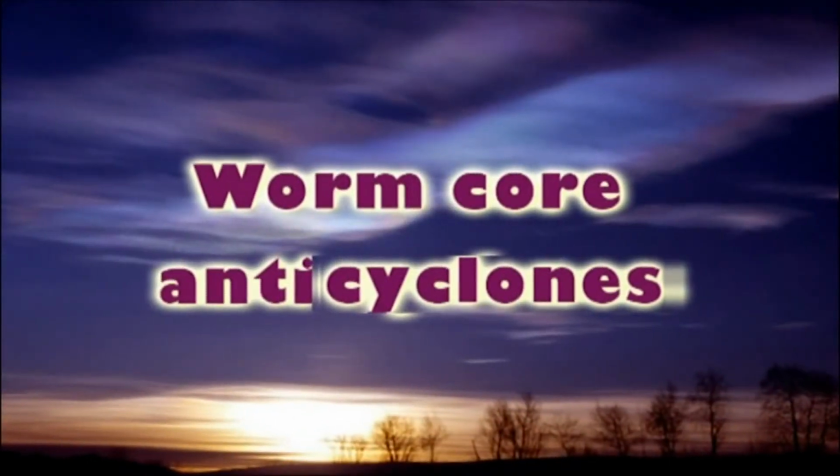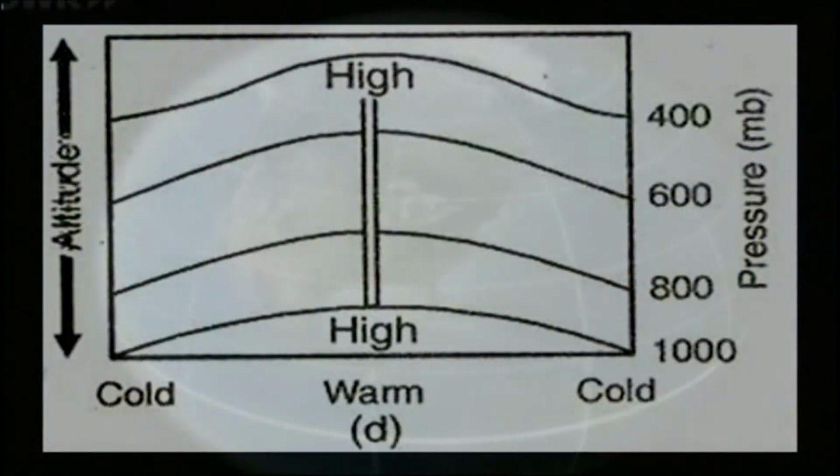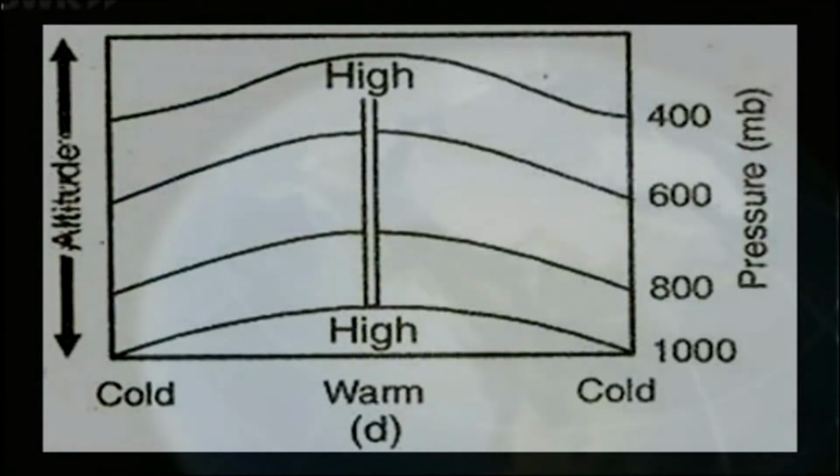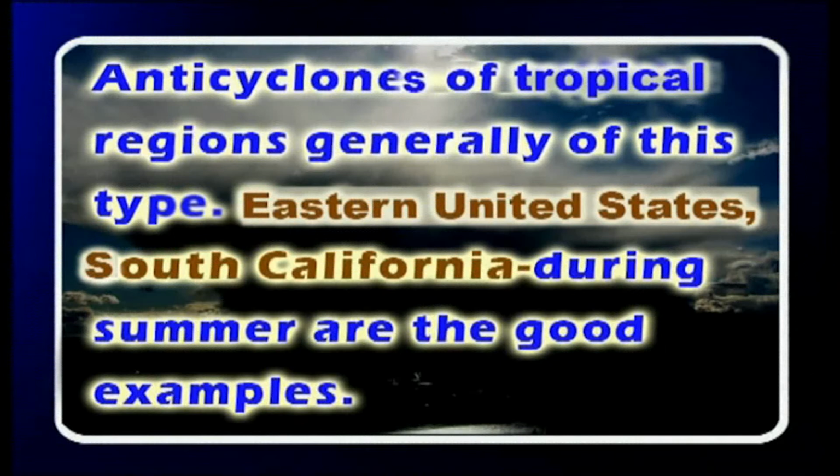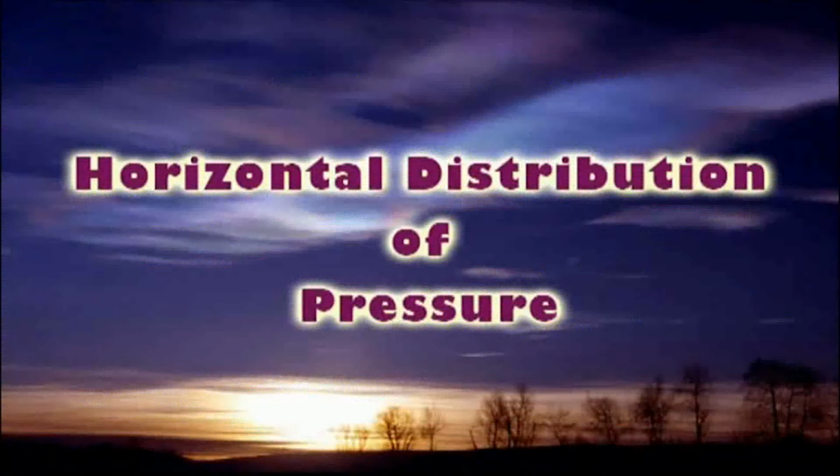Warm core anticyclones. The highest temperature is observed at the center. Temperature gradually decreases from the center towards the outer margins. Vertically, temperature increases with altitude. Anticyclones of tropical regions are generally of this type. Eastern United States and South California during summer are good examples.